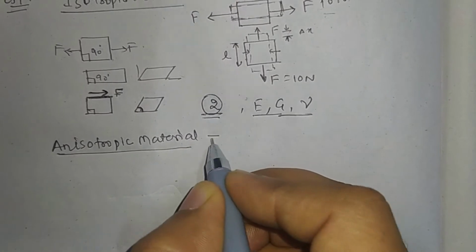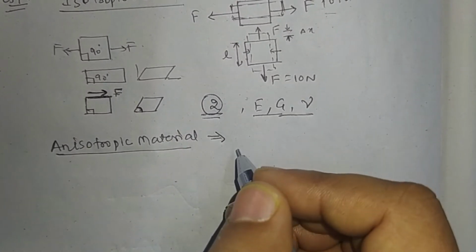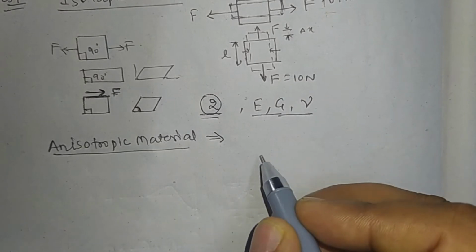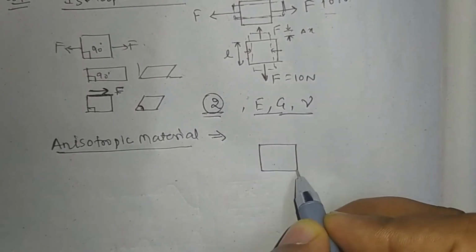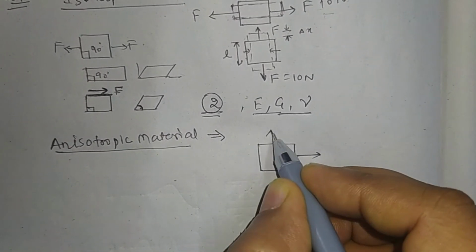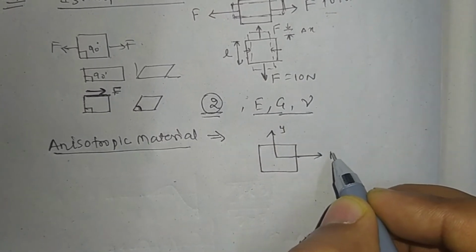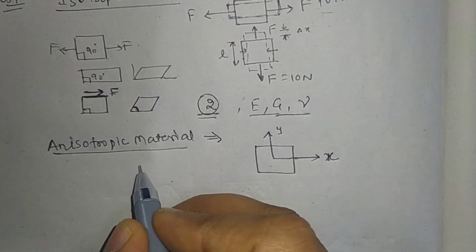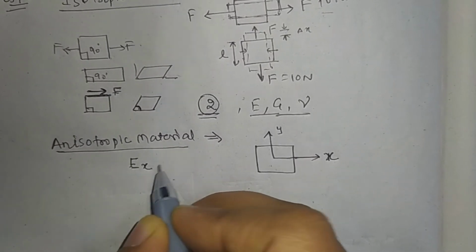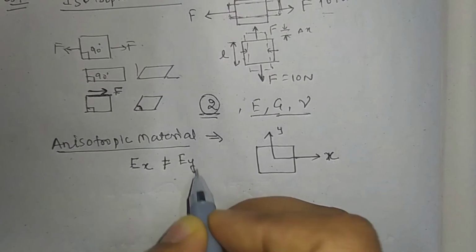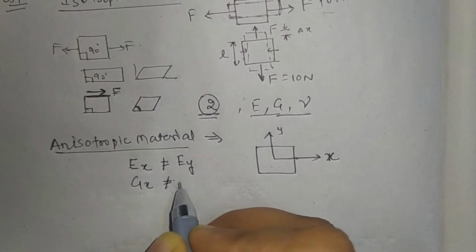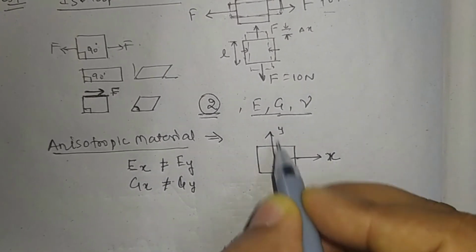Anisotropic materials are those materials in which the properties of the material are different in different directions. For example, let's say this is X and this is Y. If we are considering any property, let's say elastic modulus, Ex will not be equal to Ey. Similarly, shear modulus Gx will not be equal to shear modulus in the y direction.